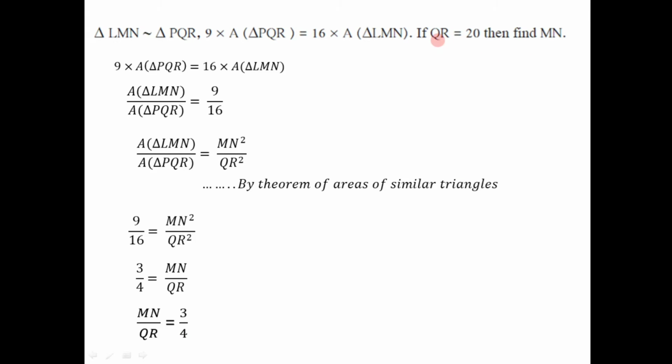By using this relation, we have to find the value of MN. Here the value of QR is going to be 20. So if we replace QR here by 20, we get MN divided by 20 is equal to 3 by 4. On simplifying, if we take 20 to the right hand side, it will be in the numerator, so as to get MN is equal to 3 by 4 into 20. If we divide 20 by 4, 4 5s are 20. That's why we'll get in the numerator 5. So 5 into 3, that's 15. So we get the value of MN as 15. That is, the length of segment MN is 15 units.